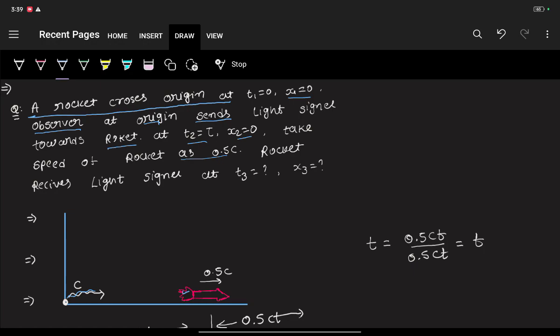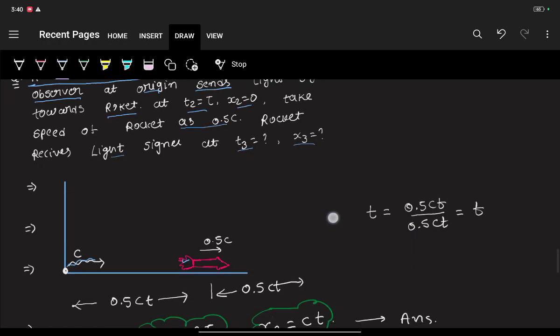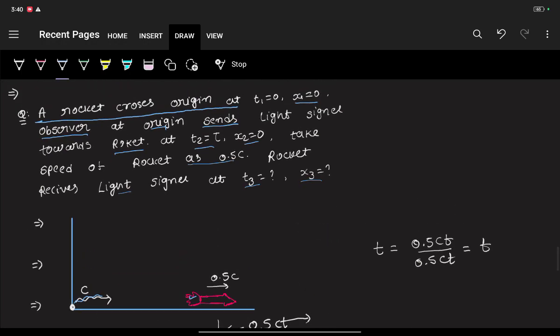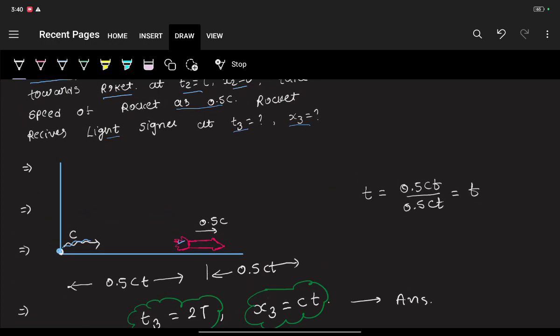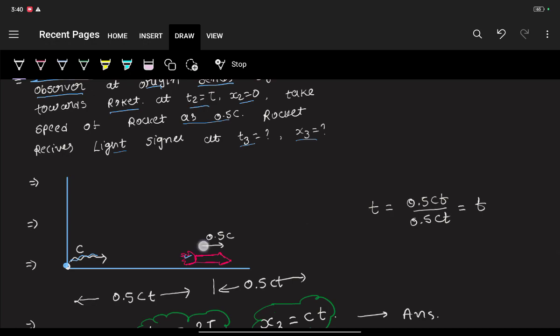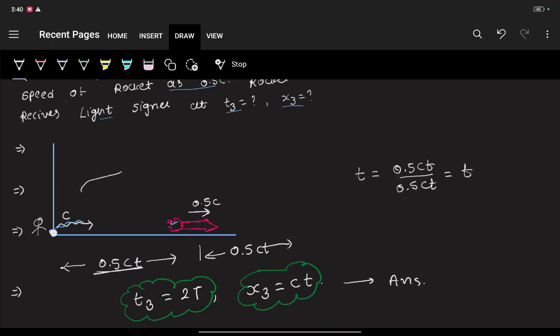The rocket receives the signal at t3. That means what will the time be and what will the position be. There are three events going on: the rocket is going, the observer is sending the signal, and the rocket is receiving the signal. First of all, the rocket is traveling with the speed 0.5c. Initially the signal was not sent. When the observer is sending the signal, the rocket must have covered this much distance, 0.5c t, and their relative velocity will be c minus 0.5c.